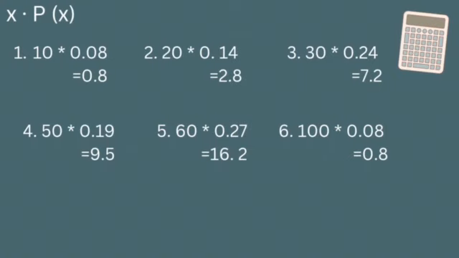Next, we will have 20 times 0.14, which is 2.8. 30 times 0.24, which is 7.2. 50 times 0.19, which is 9.5. 60 times 0.27, which is 16.2. And 100 times 0.08, which is 8. The next thing that we're going to do is to add it on the table.